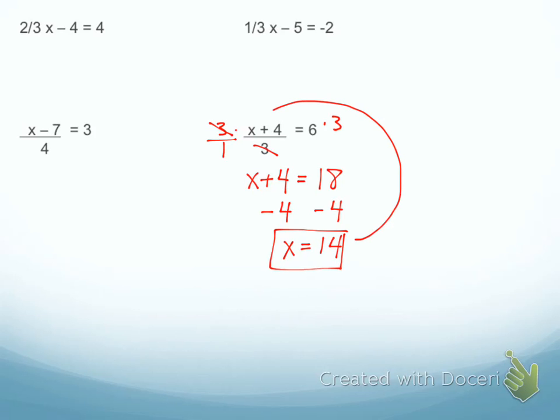Again, I can take it, plug it into the top. 14 plus 4 gives me 18. 18 divided by 3 is 6. 6 is equal to 6.